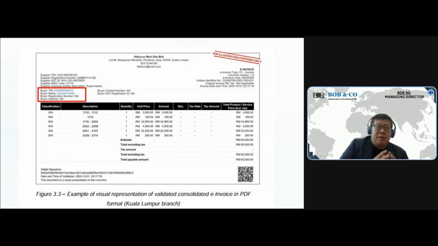So as per what I said, this is a copy of a consolidated e-invoice that we issue to a tenant, right? As per what I've said, you don't actually need to ask for the tenant's TIN number, name, and all this because this is not required if it's in consolidated form. This is a visual representation of a validated, consolidated e-invoice in PDF form.